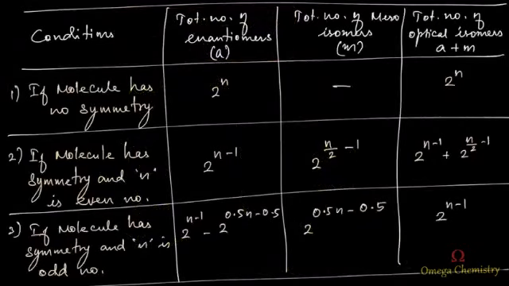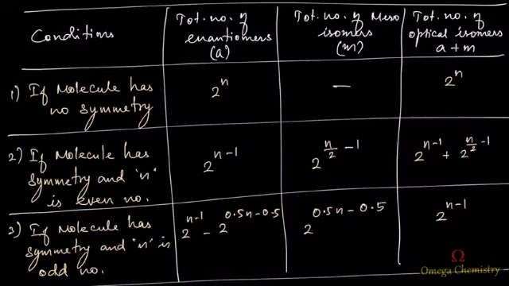So using the following rules, we can find the number of optical isomers. The rules have been tabulated over here for your benefit. The first rule goes like this: if a molecule has no symmetry, we are going to look at examples for each case, then there will be no meso isomers and the total number of enantiomers will be 2 power n. That is going to be the total number of optical isomers.